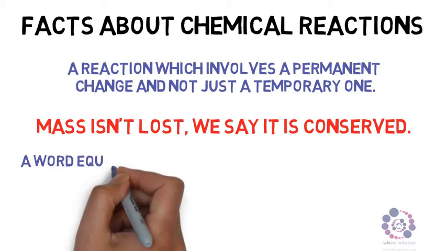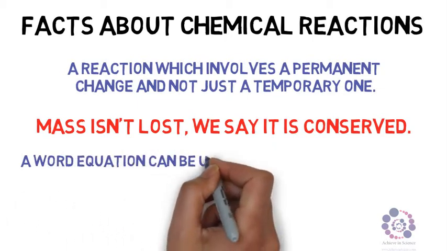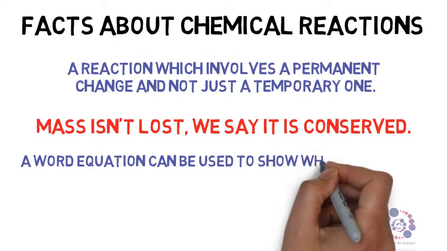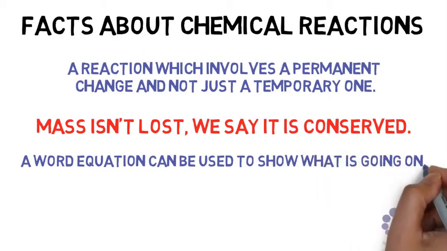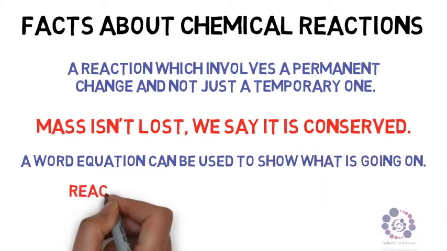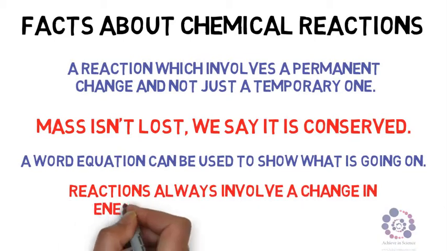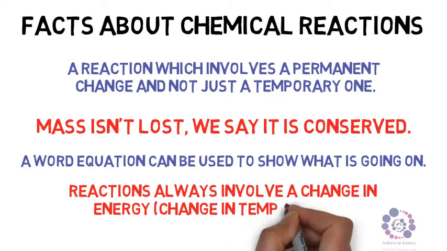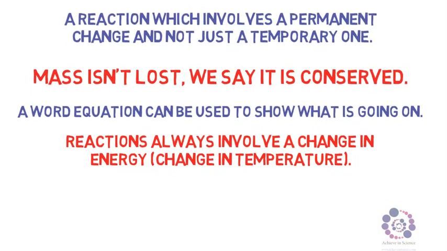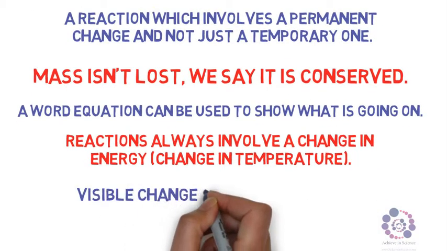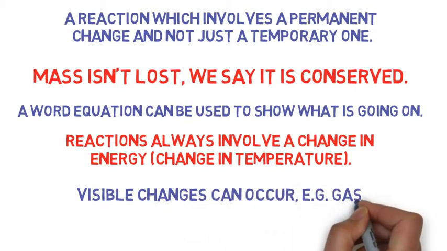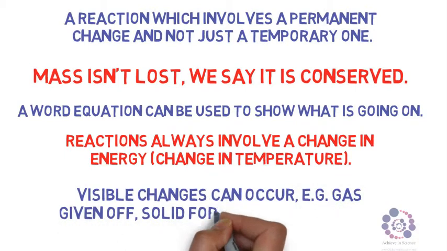A chemical reaction can be shown via a word equation to show what exactly is going on. Chemical reactions always involve a change in energy, a change in temperature. There can be visible changes that occur, e.g., a gas could be given off, a solid could be formed, or there could be colour changes.